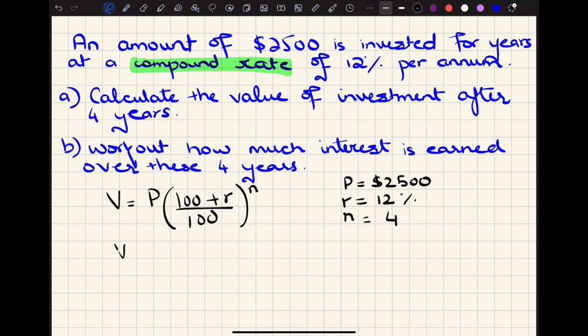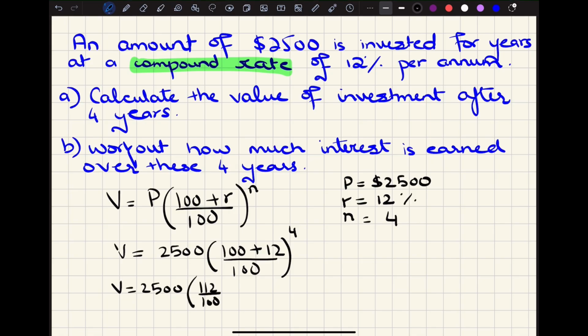So we're going to have 2,500 into (100 plus 12 divided by 100) raised to the power of 4. Sorry, R is 12. So this is going to be 2,500 into 112 divided by 100 raised to the power of 4. V is 2,500 into 1.12 raised to the power of 4. So what is the final bank balance that you have, or the value of investment that you have after 4 years? If you utilize a calculator, you're going to get this as the answer.